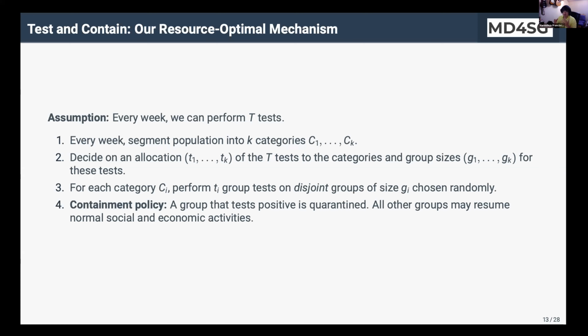And ultimately, given these 2 parameters, which here are T_i and G_i, we're going to perform these disjoint group tests on this category. And if a test comes back as positive, we're going to tell that segment of the population, well, this positive test, to self-isolate, because a testing policy must come hand in hand with a containment policy. And this is the overall approach that we take to testing and containment.